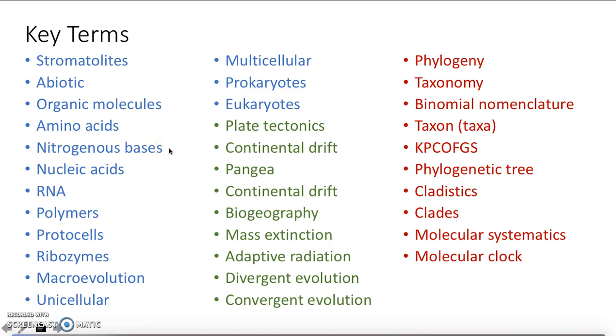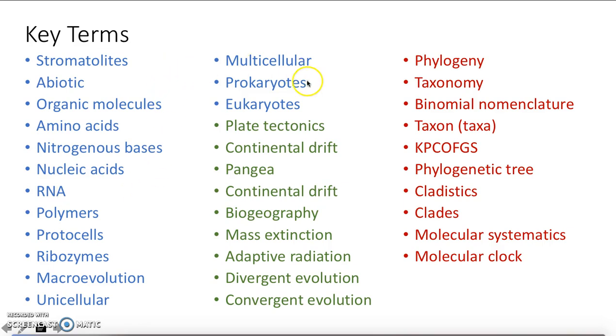Nitrogenous bases, like amino acids, are a part that are necessary to make nucleic acids. The two main nucleic acids are one that you're familiar with, which is DNA, and the other that you're probably not familiar with yet, RNA, which in some smaller single-celled organisms is the form that their genetic information is stored in, okay?